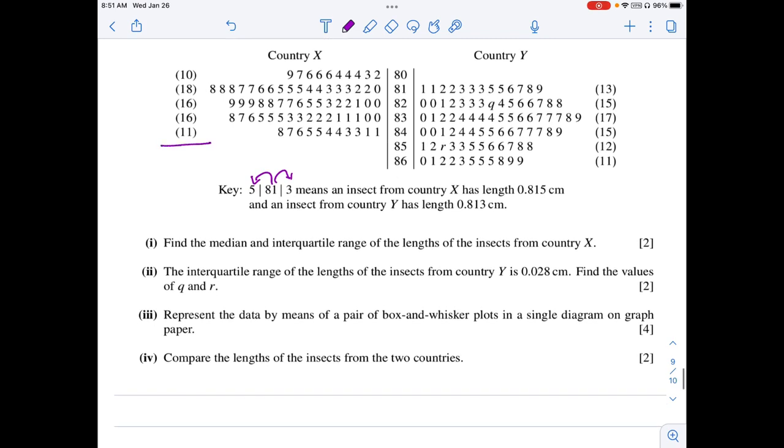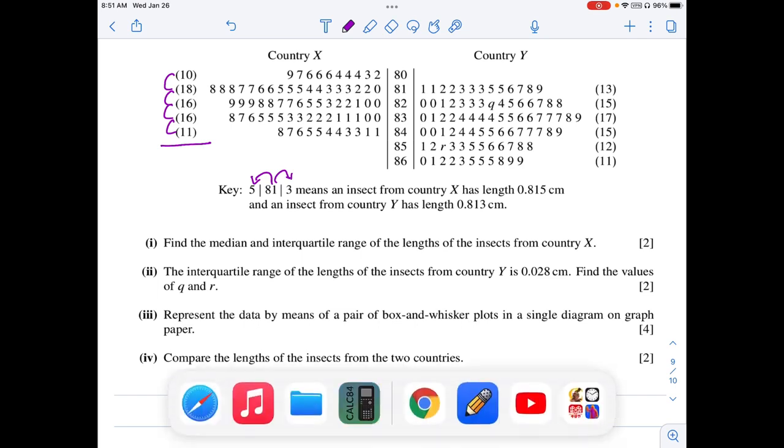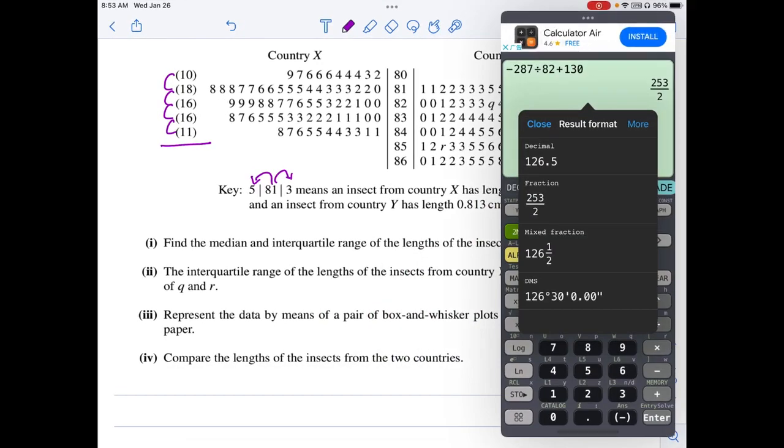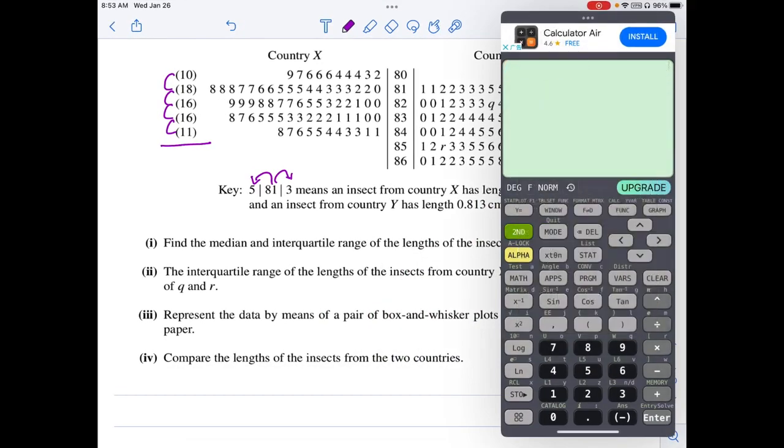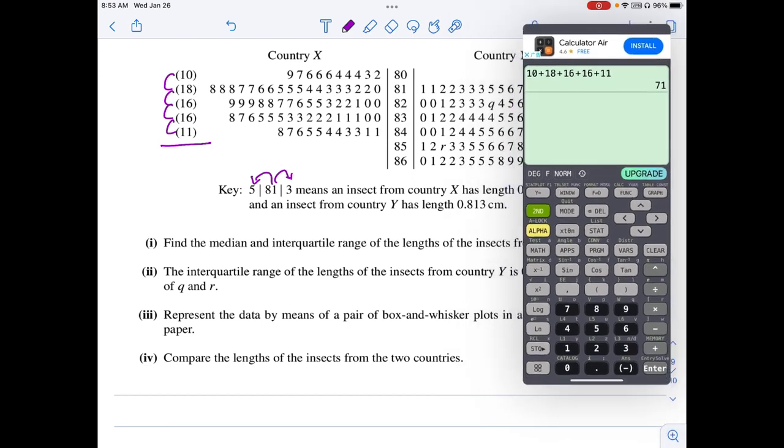So how many do we have in country X? 10 plus 18, 28. 28 plus 16 is 44. 44 plus 16 is 60. 60 plus 11 is nothing but what? 71. So let us again just check carefully. We should not be in a hurry and we should check carefully. It is 10 plus 18 plus 16 plus 16 plus 11. 71. So we have 71.